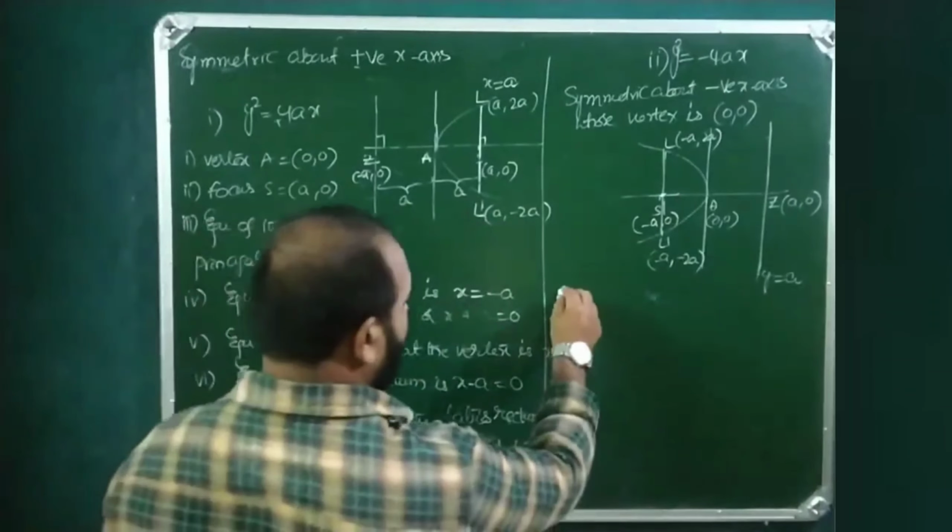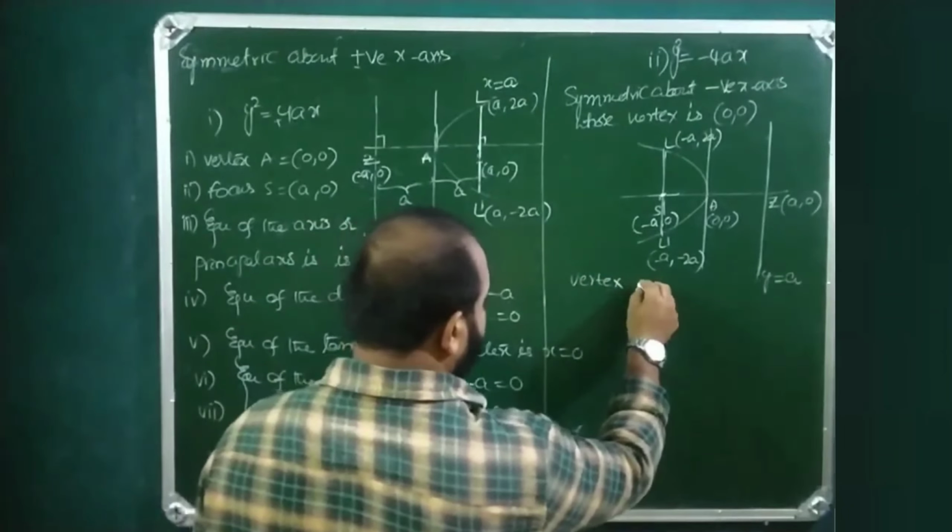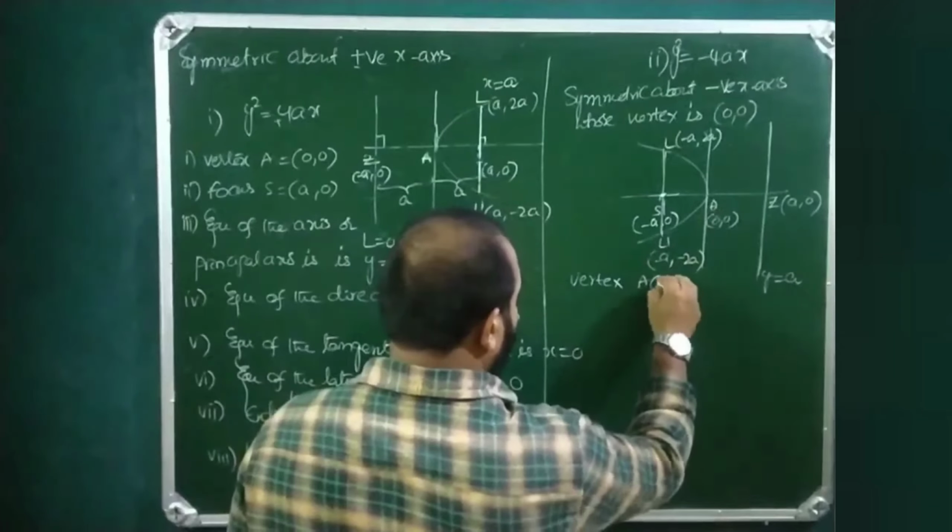So, let us try to write these points. The vertex A is 0, 0.